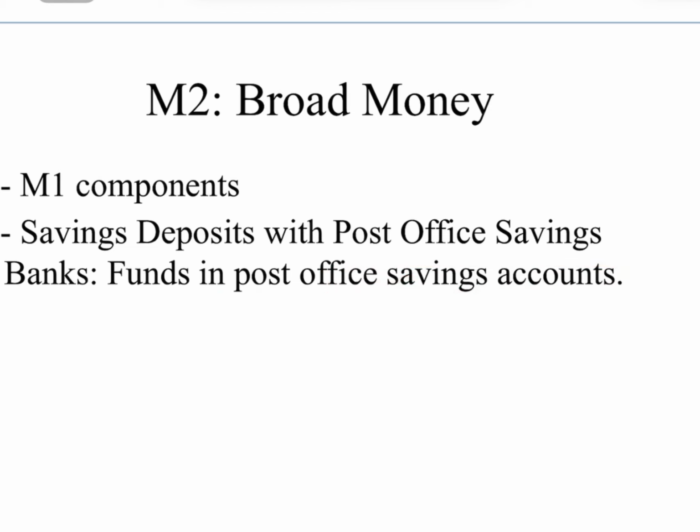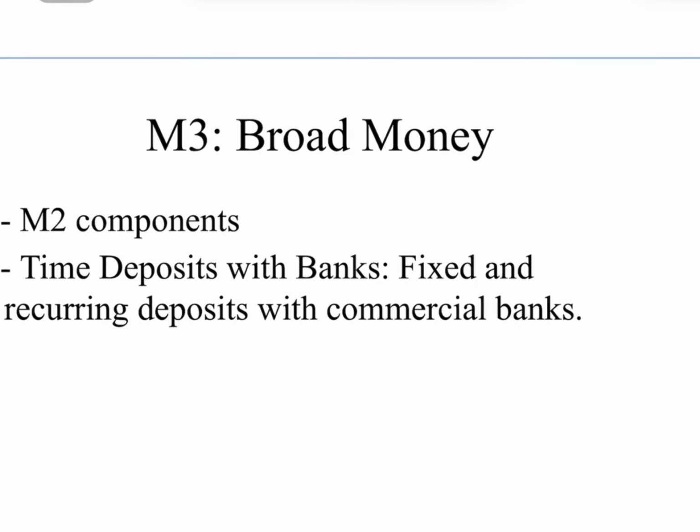Now to the M3. M3 is the broad money. Again, it encompasses the M2 components plus the time deposits with banks, which include fixed and recurring deposits with commercial banks. Our FDs, those are the fixed deposits, are included in this, as they are not easily convertible into liquid money.